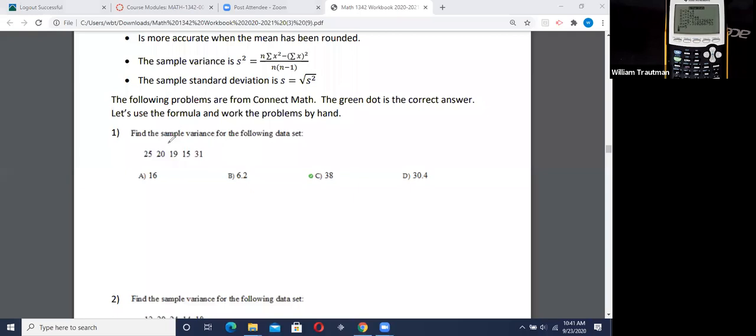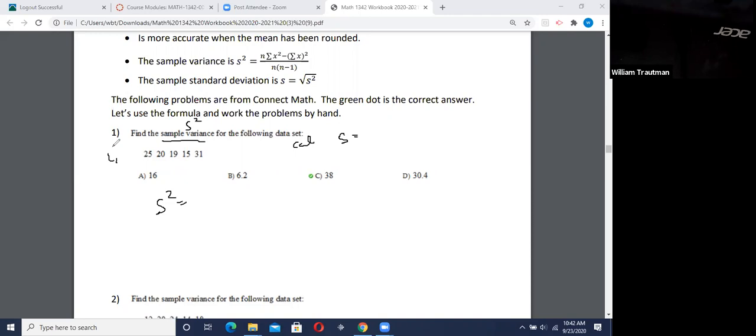So we're looking for sample variance. The symbol for sample variance is S squared. So on the calculator, we're going to find S, and then we're going to square it. So we're putting all this data into L1. If they ask for variance, you have to find the standard deviation and square it. 25, 20, 19, 15, 31.